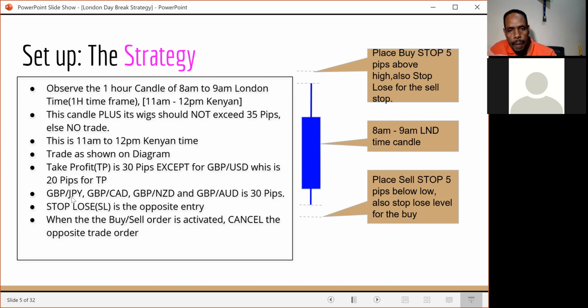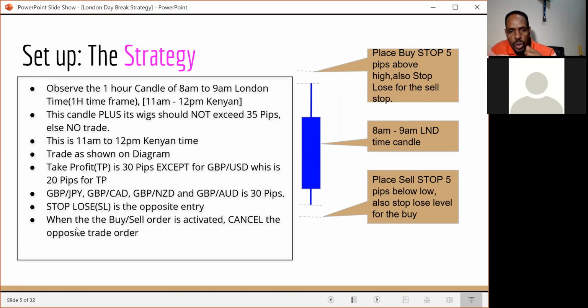For the rest of the GBP pairs, and we trade the next 4 of them, that is the Japanese yen, the Canadian dollar, the New Zealand dollar, and the Australian dollar, for all these, your take profit is 30 pips. All right. So stop loss is the opposite entry. Okay, stop loss you place it where the other entry is.